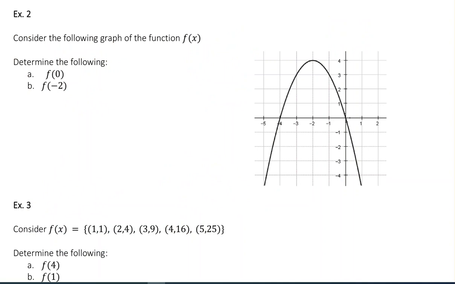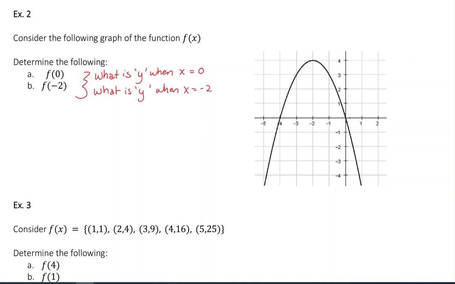Okay, now we're going to be looking at a graph example. Consider the following graph of the function f of x. So we have a parabola, a quadratic. It says determine the following. What is f of 0? What is f of negative 2? So essentially it's asking you, what is y when x equals 0, and what is y when x equals negative 2.